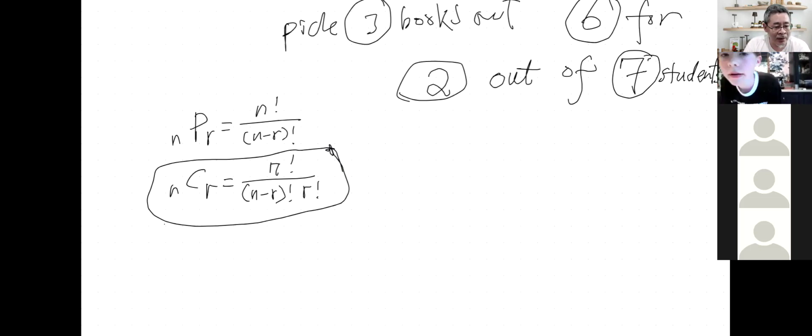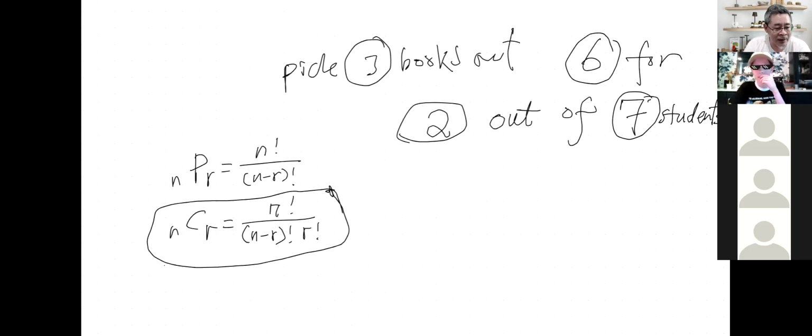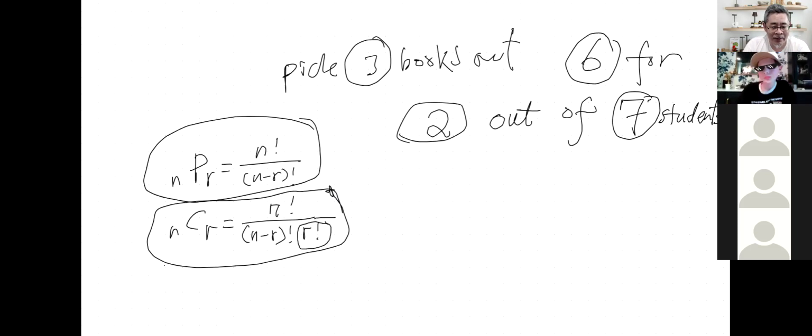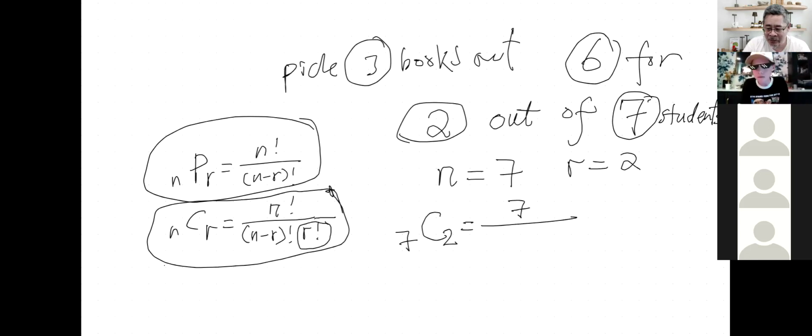Just like you did before, the only difference now is we have this term divided by r factorial. So we got 2 out of 7. Our n is 7, our r is 2. That equals 7 factorial over 7 minus 2 factorial, over 2 factorial. So that gives us 7 factorial over 5 factorial and 2 factorial.